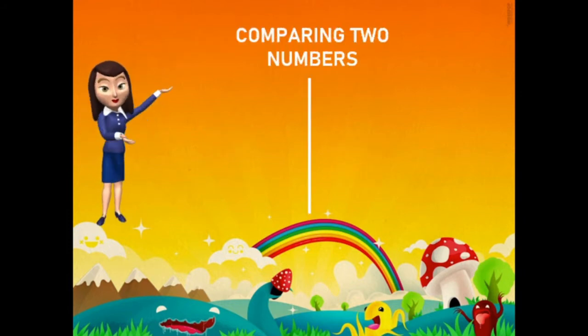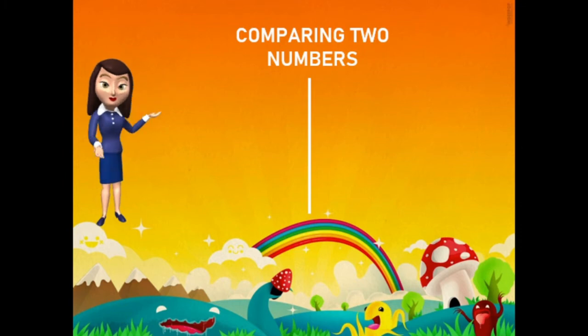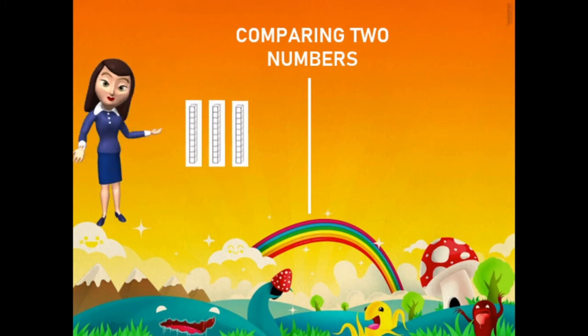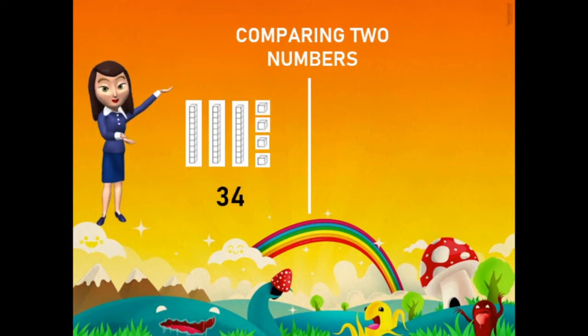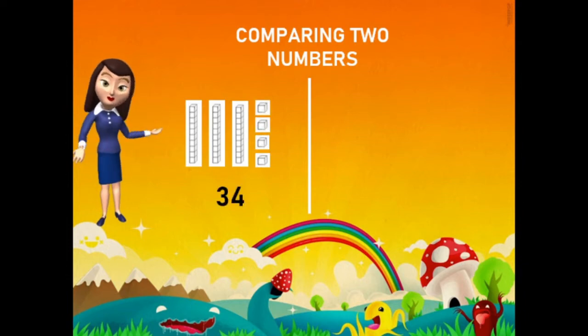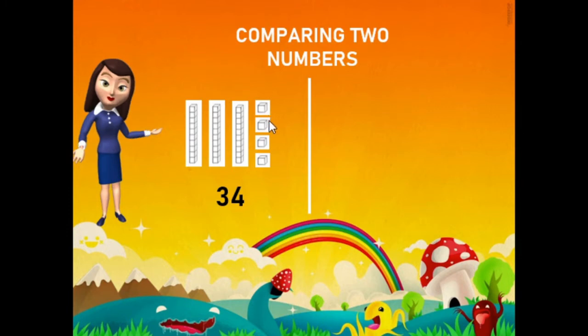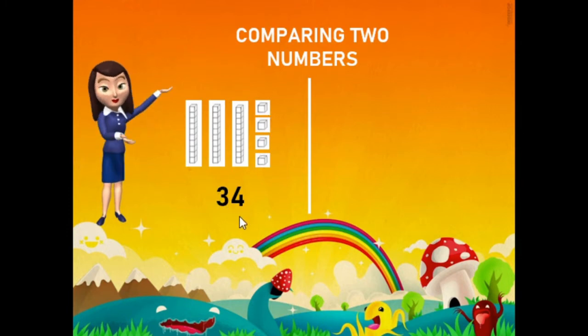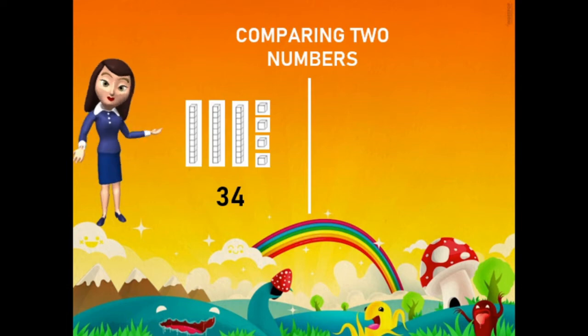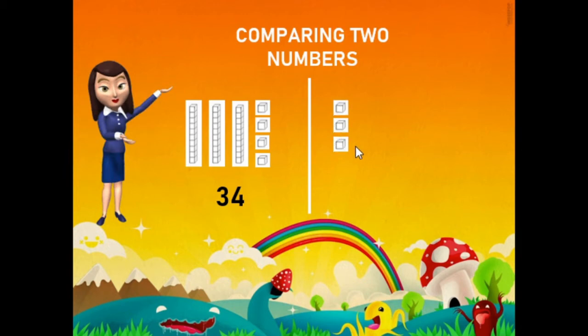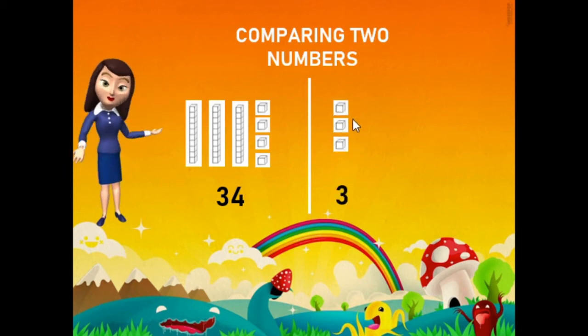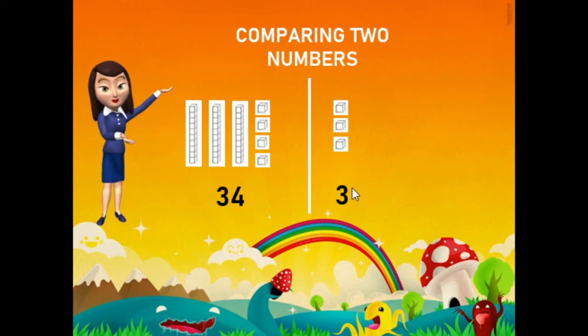Let's cite an example that we had on the last video. On the first figure, we have 3 tens and 1, 2, 3, 4 ones. That gives us the number 34, right? And on the other side, we have 1, 2, 3. 3.